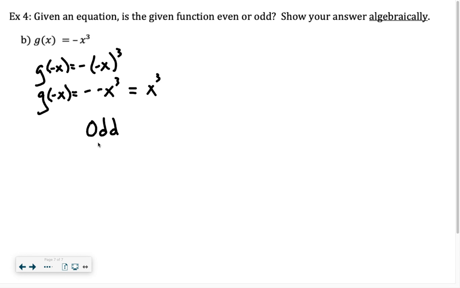Now, if we had multiple terms in my original function, I would have to have the opposite sign on every single term. So let's say we had plus x or something like that here. Then I would need to have minus x when I plug in negative x. In order for my function to be odd, I need to have the opposite sign on every single term from what I started with. So that's it for this video.